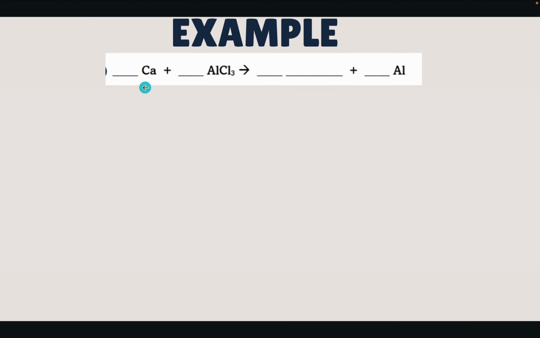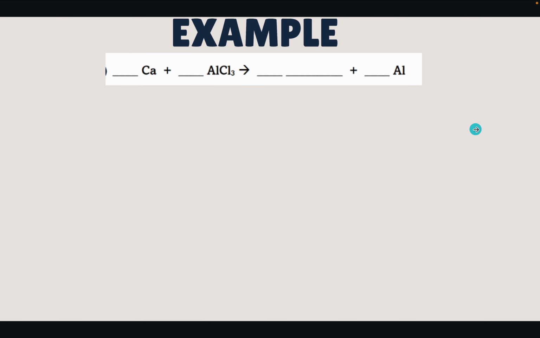So let's look here. So we've got calcium plus aluminum chloride. And then the product is something plus aluminum. So what type of reaction is this? If you said single replacement, you are right. You look here: 1 element, 1 compound. We can see here that the aluminum is being kicked out of the compound. The Ca is probably going to replace it.